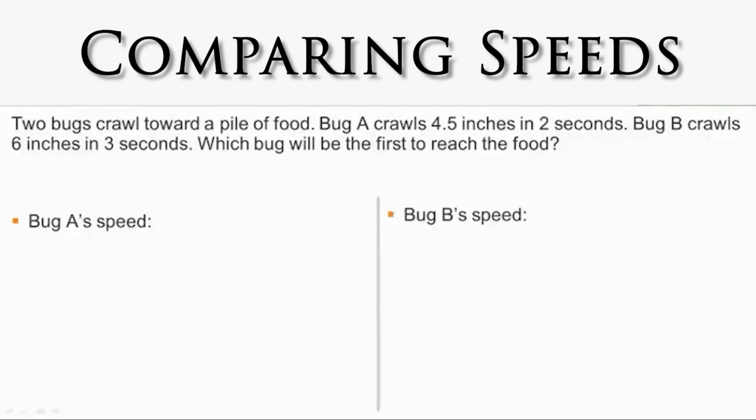Let's learn about hungry bugs. 2 bugs crawl toward a pile of food. Bug A crawls 4.5 inches in 2 seconds. Bug B crawls 6 inches in 3 seconds. Which bug will be the first to reach the food?